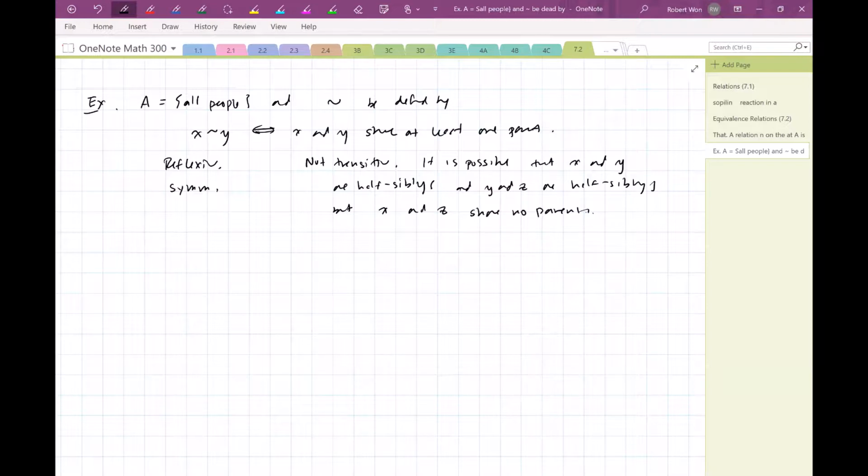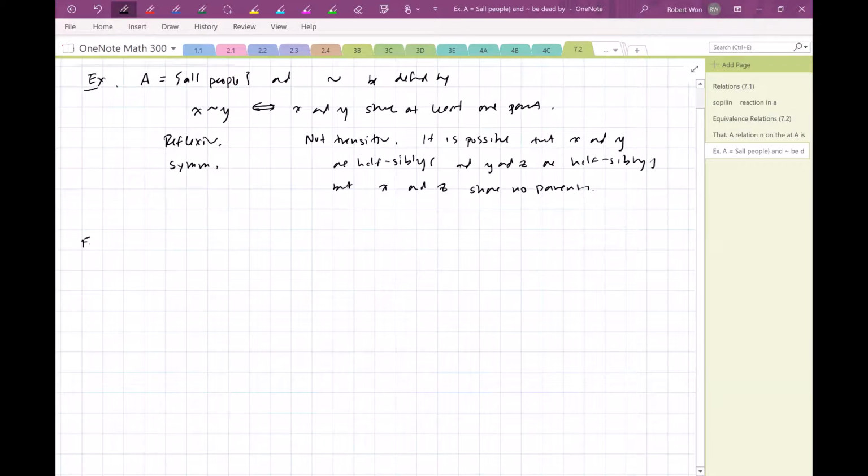Okay, and you should maybe try to think of examples of relations that are reflexive and transitive, but not symmetric, or symmetric, but not reflexive and not transitive. Things like that. Maybe it's a nice exercise to try to think of other relations that satisfy some, but not all the properties in different combinations.